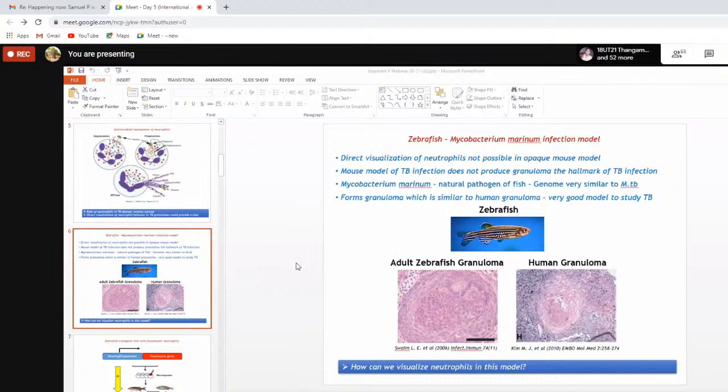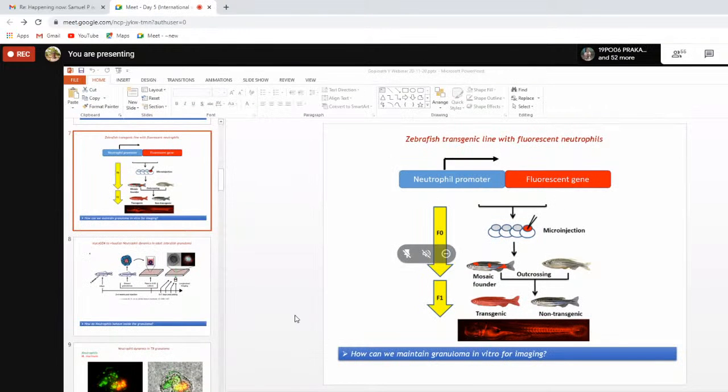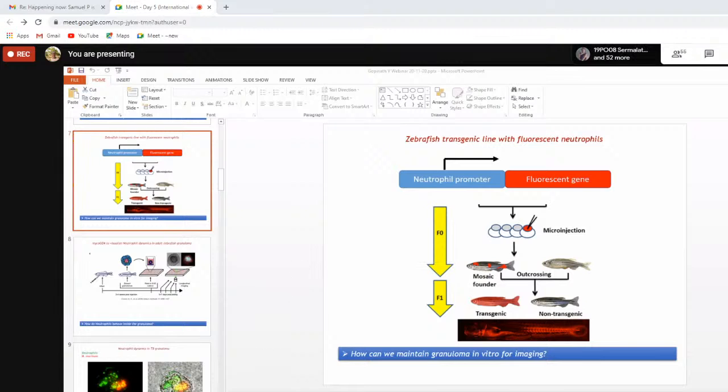So now the question is, how can we visualize neutrophils in this model? Next slide, sir. For this, you have to first specifically label the neutrophils. So how can you do that? You need to put a fluorescent gene under the control of a neutrophil-specific promoter, which should be active only in the neutrophil. When you inject this DNA construct into a zebrafish embryo and make further genetic crosses, you will get zebrafish with fluorescently labeled neutrophils, like you see below in the slide.